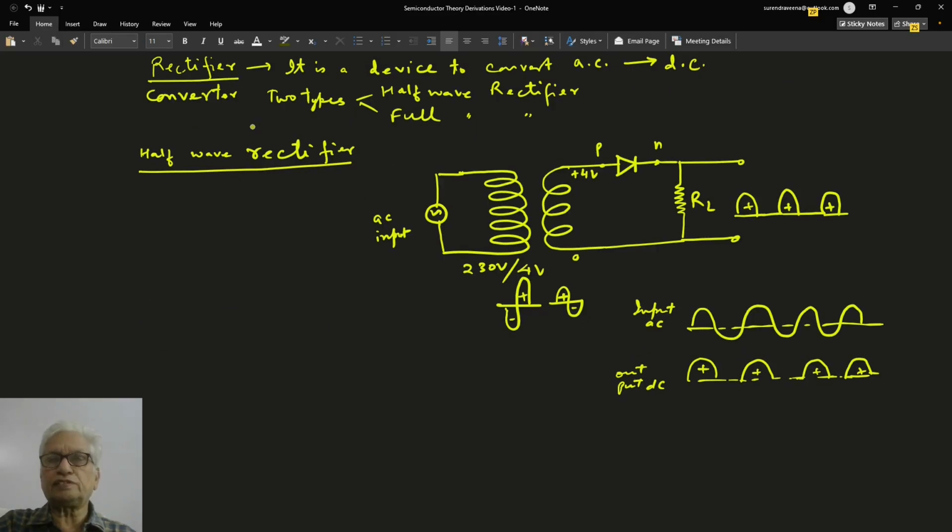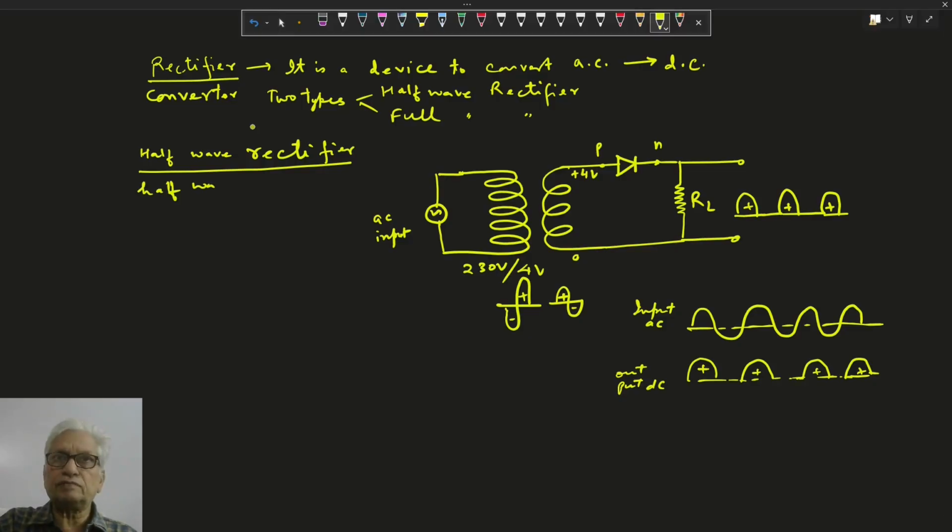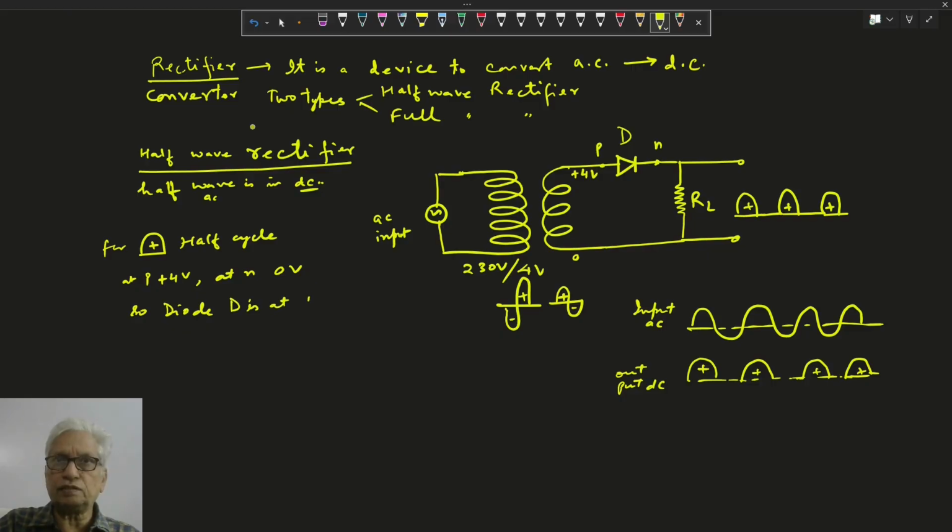In a half wave rectifier, only half of the wave is converted to DC, which means only half the wave is rectified. AC to DC: for the positive half cycle, P is at plus 4 volts and N is at 0 volts. So diode D is forward biased. In forward biasing, resistance is low, so it conducts. So the positive half cycle goes across the load resistance. It appears across the load resistance.